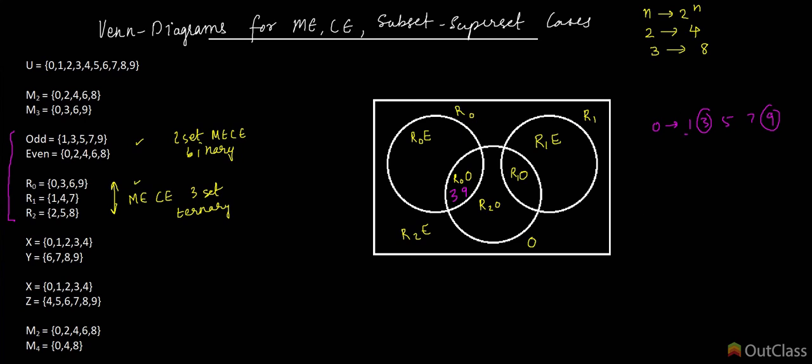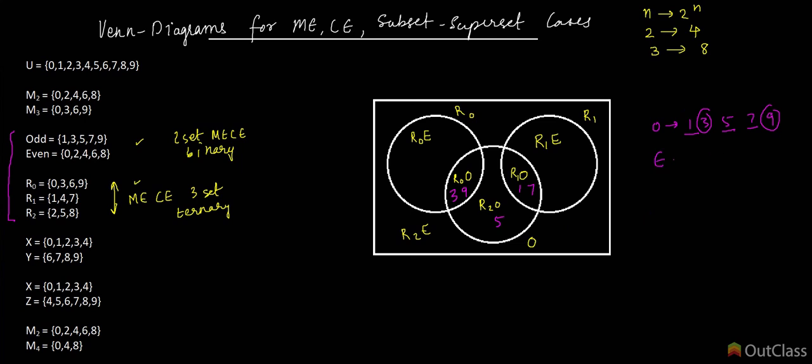Then what about 1 and 7? 1 and 7 are odd numbers which leave a remainder of 1. 1 and 7. 5 is an odd number which leaves a remainder of 2. So that 5 will go here.